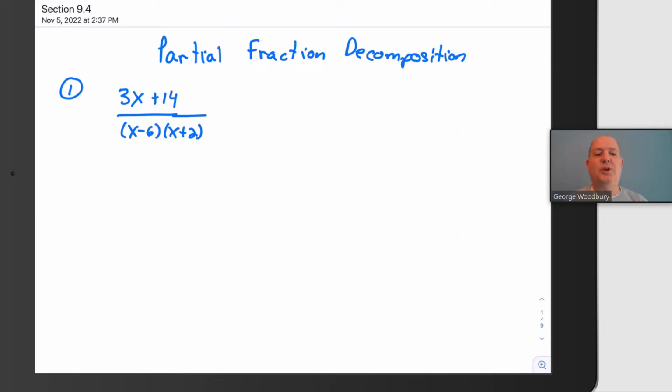The idea: we know from our arithmetic days that if we add the fractions 1/2 and 1/3, we get the result of 5/6. Partial fraction decomposition is actually working in the other direction, working back from a single rational expression and trying to express it as a sum of 2 or more rational expressions.